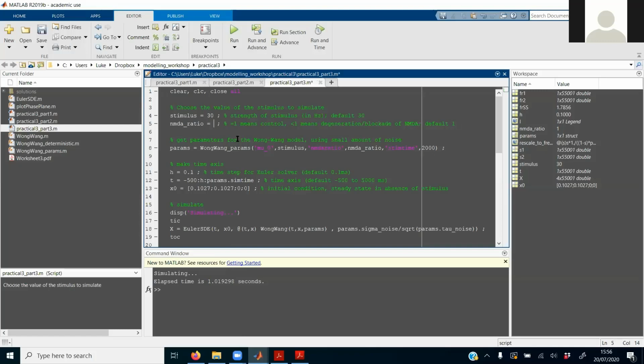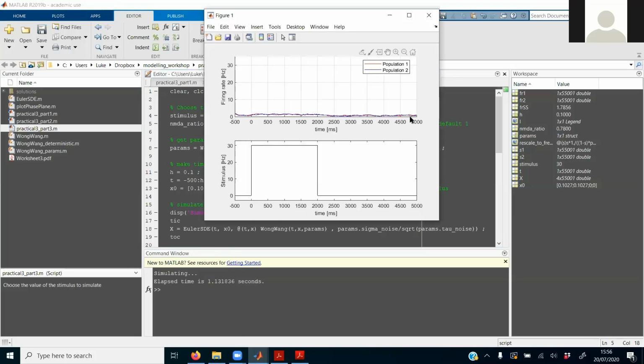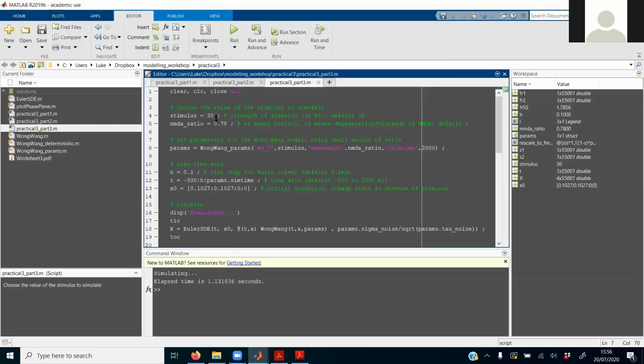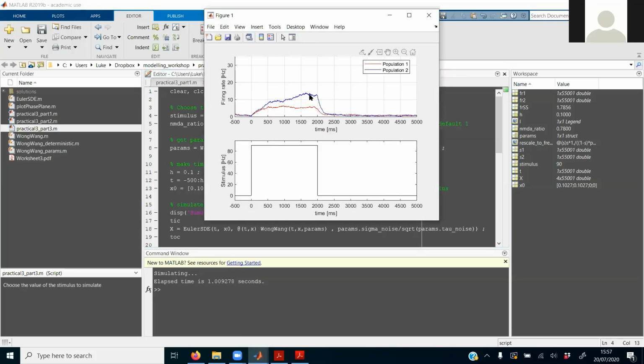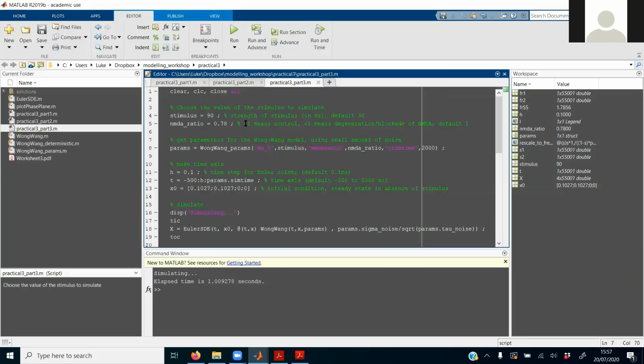So let's just try this out in MATLAB. Stimulus 30, NMDA ratio of 0.78. We see no decision is made. So that validates question A being true. Now let's make it 90 and see if a decision is made. Yep, we see one population is a lot higher than the other population. So it suggests that we have a decision made. It's not quite as strong as before. Previously we'd set the decision boundary at around 15 hertz, but one population is higher than the other.